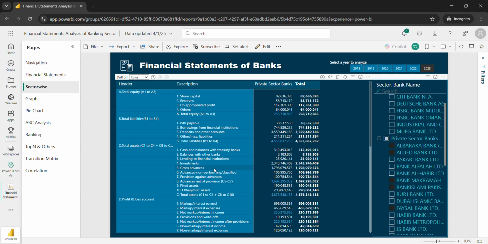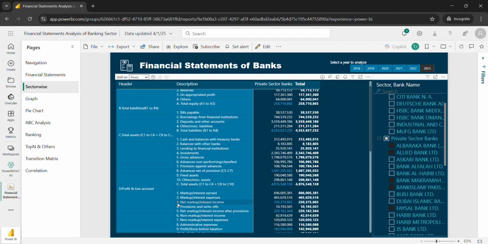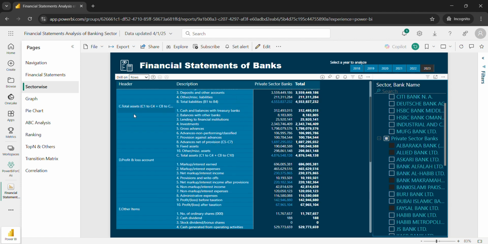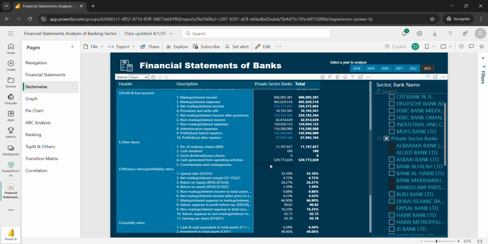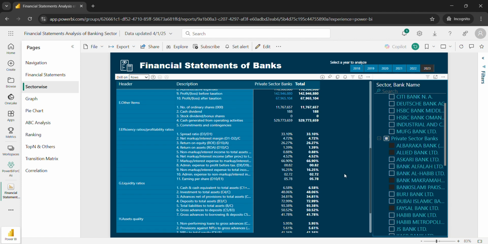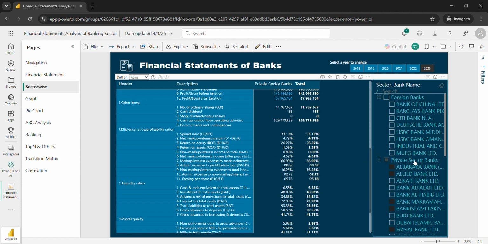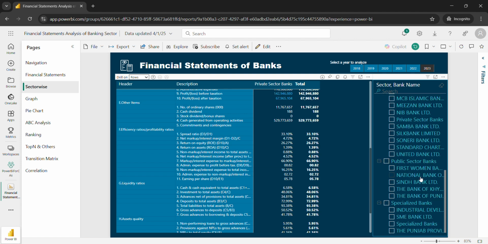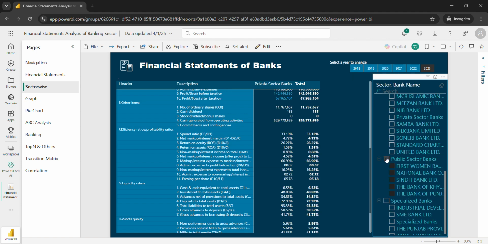So here we have D3, net markup interest income, and D1 is markup interest income. So D3 divided by D1. This is the D section, this is the A section, B section. So that's how it is referenced, and you can easily decode all the amounts here. And by the way, this could be performed for the entire sector, for example, for public sector banks, what is the performance of this sector overall.